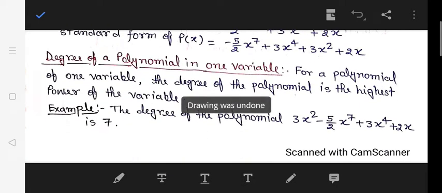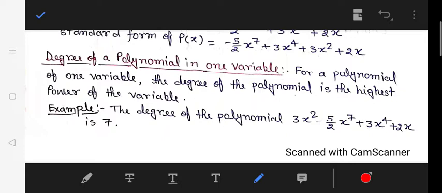Now I am going to explain degree of a polynomial. What is called the degree of a polynomial in one variable? For a polynomial of one variable, the degree of the polynomial is the highest power of the variable. So in any polynomial, if it is asked what is the degree of the polynomial, check what is the highest exponent. Here I have taken an example. In this example you are going to find that x power 7, that is the highest exponent, is 7. So the degree of this polynomial is 7 here. So the highest exponent is called the degree of the polynomial.